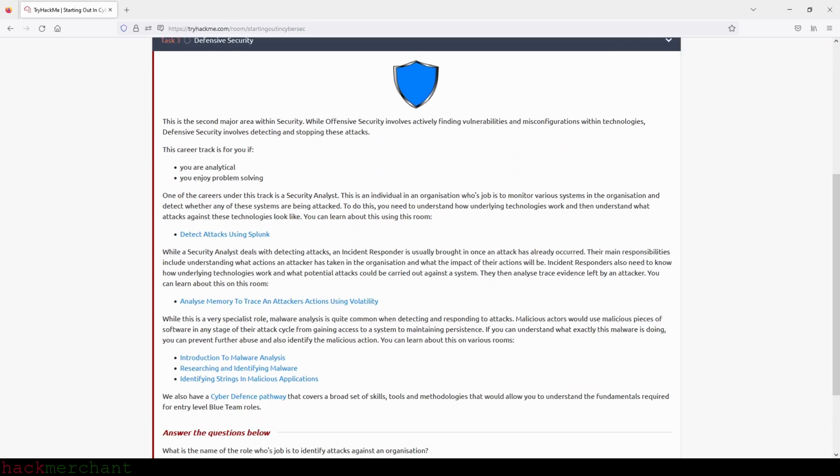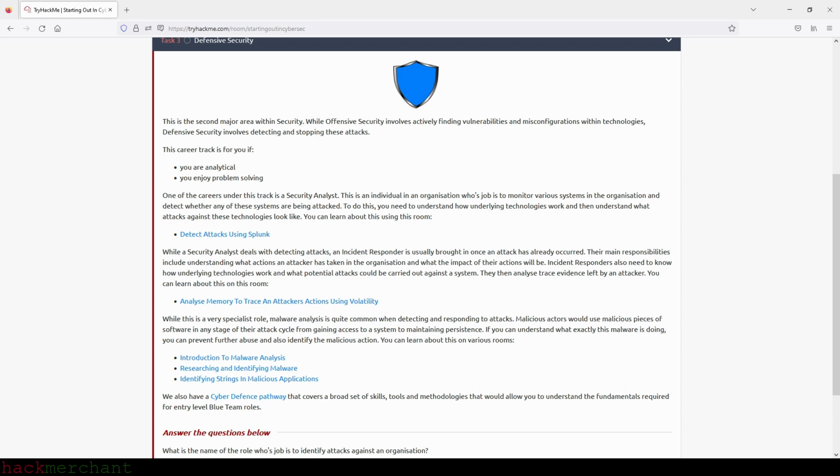This is the second major area within security. While offensive security involves actively finding vulnerabilities and misconfigurations within technologies, defensive security involves detecting and stopping these attacks. This career track is for you if you are analytical and you enjoy problem solving. One of the careers under this track is a security analyst. This is an individual in an organization whose job is to monitor various systems in the organization and detect whether any of these systems are being attacked.